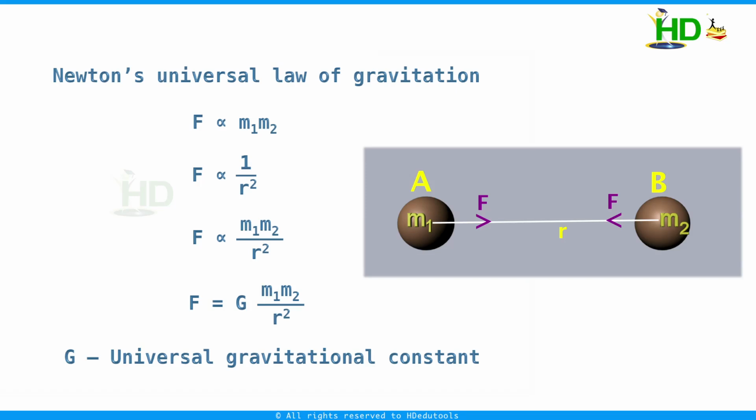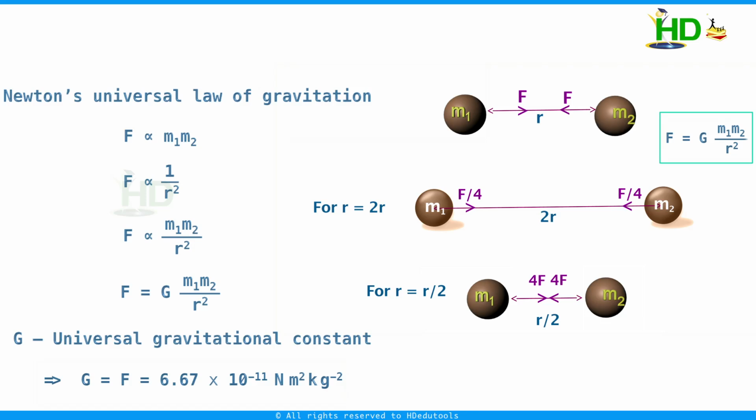In this formula, the magnitude of force varies inversely with the square of the distance between the two particles. Hence, it is called the inverse square law. According to this, force of gravitation is directly proportional to 1 by r square, where r is the distance between these two particles. The value of G is 6.67 into 10 power minus 11 Newton meter square per kg square. This is in SI, and G is called the universal gravitational constant.